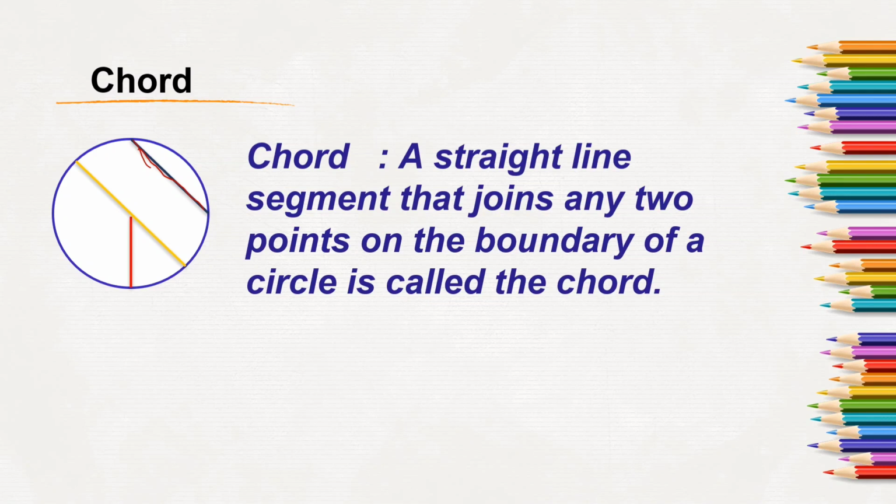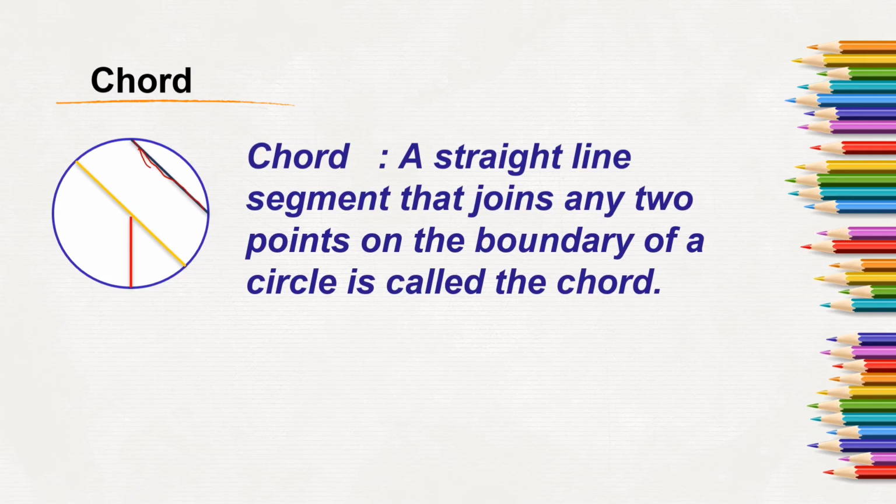A diameter will also join two points on the boundary, but it is passing through the center, so it is called a diameter. But for a chord, it is not necessary that it has to pass through the center of the circle. It can join any two points on the boundary and it is called a chord. And the longest chord in the circle is the diameter itself, as it is passing through the center.